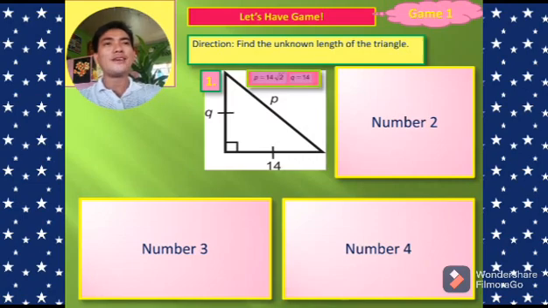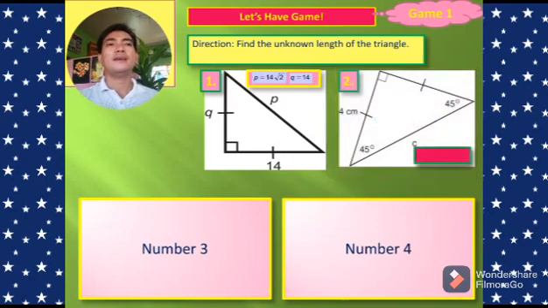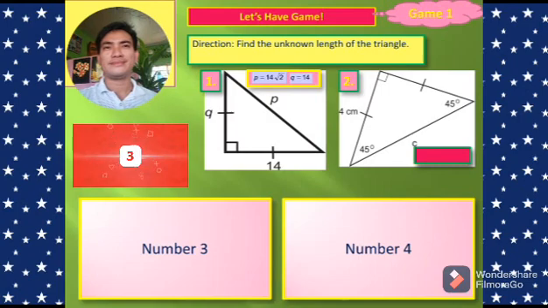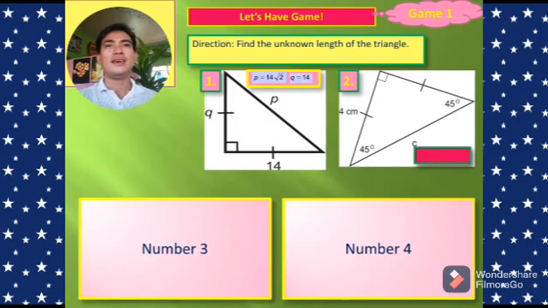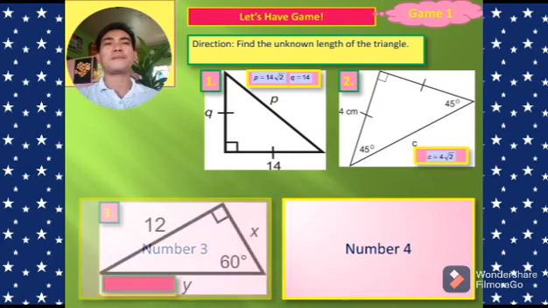Alright, the final answer is P is equal to 14 square root of 2 and Q is equal to 14. Congratulations. Now let's proceed to number 2. Okay. Timer starts now. Let's reveal. The answer is C is equal to 4 square root of 2. Very easy. Congratulations. Let's proceed to number 3.